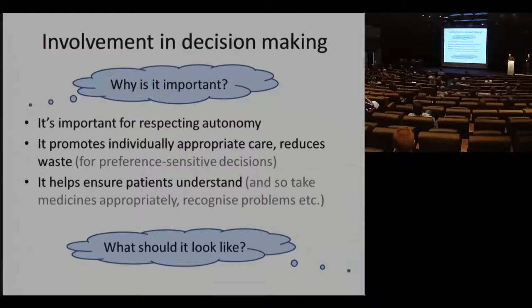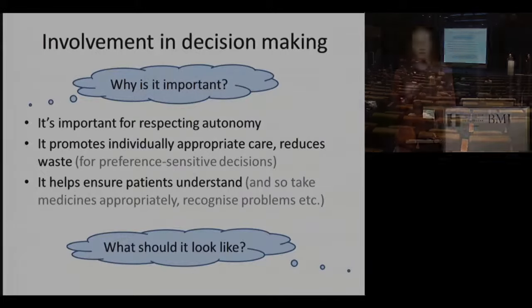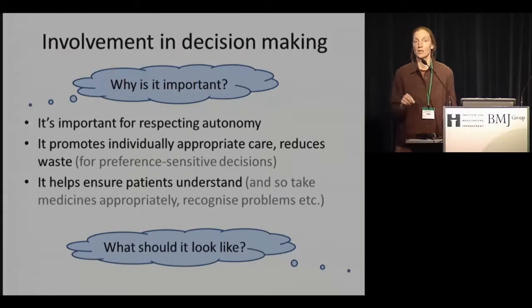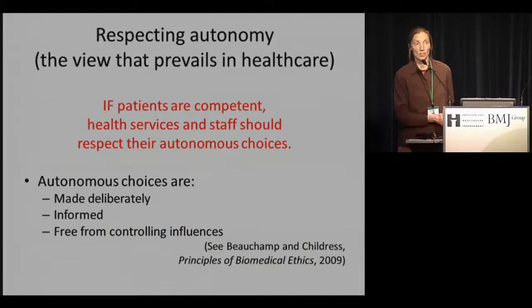And what we're going to do in this session, the next few minutes, is focus on this: if we think that it's important to involve patients in order to respect their autonomy, what does that imply about what patient involvement in decision-making should look like in clinical practice? And I'm going to start with a fairly conventional view of what it means to respect autonomy. A model of respect for autonomy that I think is taught to a lot of clinicians, certainly a lot of medical students. Standard medical ethics.